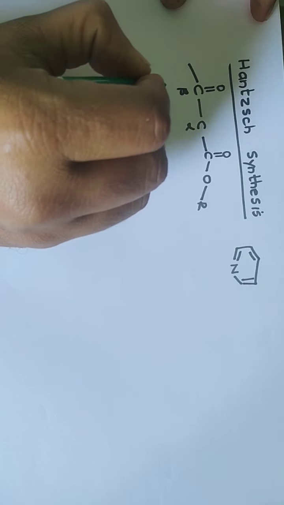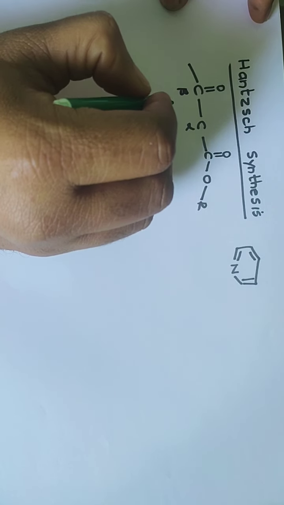Okay, so the beta ketoester that is used for synthesis here is ethyl acetoacetate. Two molecules of ethyl acetoacetate get condensed. One molecule gets condensed with an aldehyde, the other gets condensed with ammonia to form an intermediate. That intermediate reacts to form a dihydropyridine derivative. Okay, let us first see what ethyl acetoacetate is.